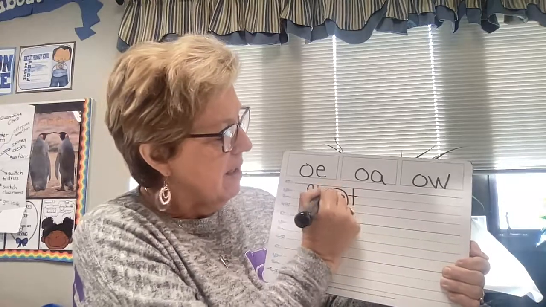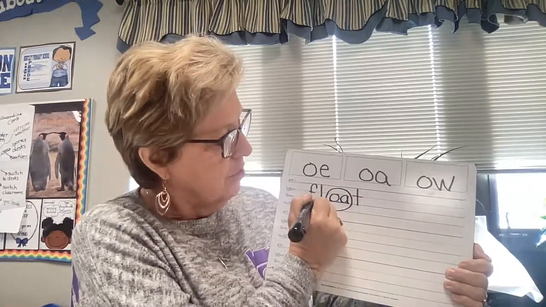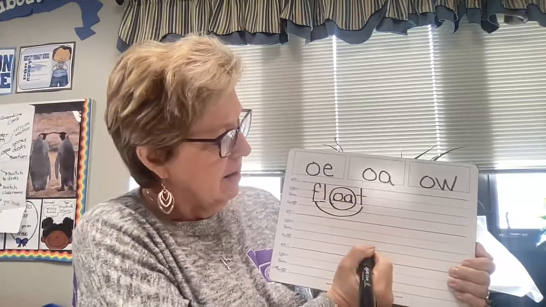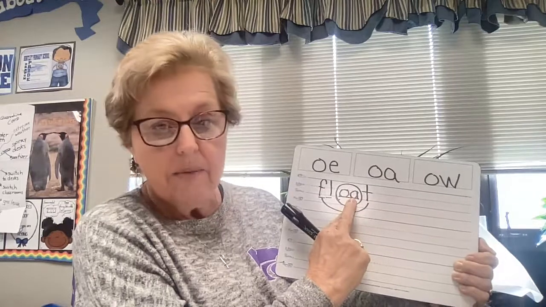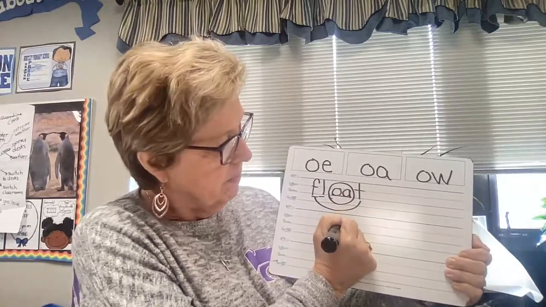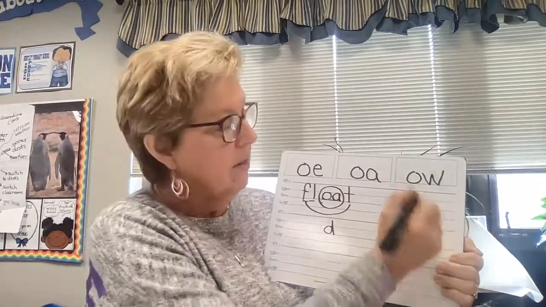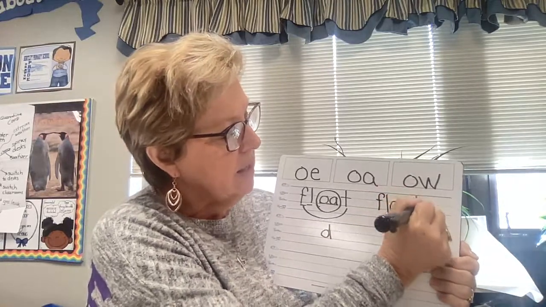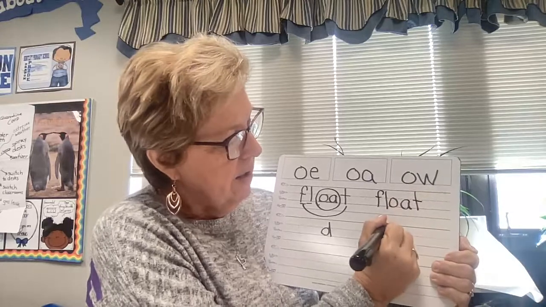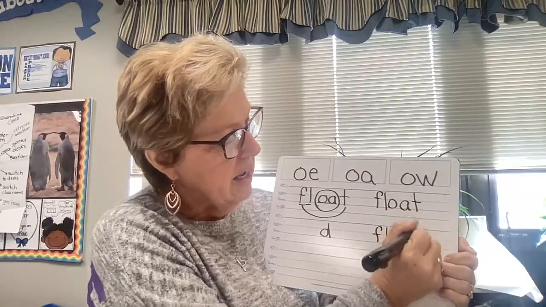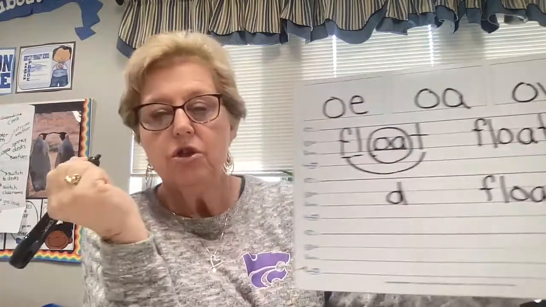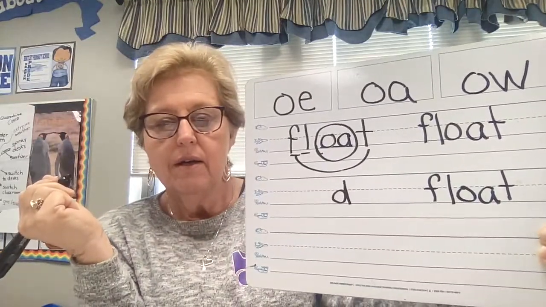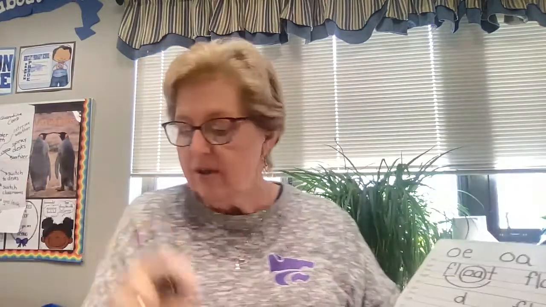Circle the OA. Scoop it. We have a blend at the beginning, and it is a double vowel. Write the word 2 times. Float. Show your teacher your work. And new slide.